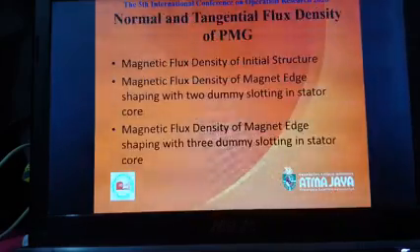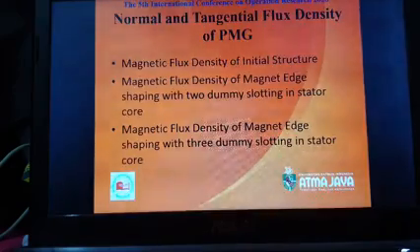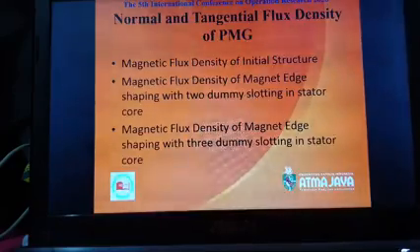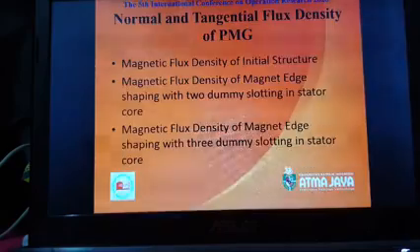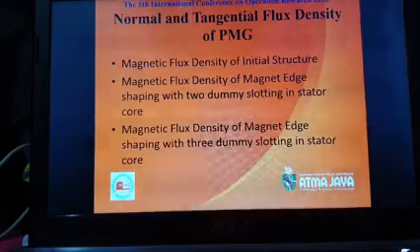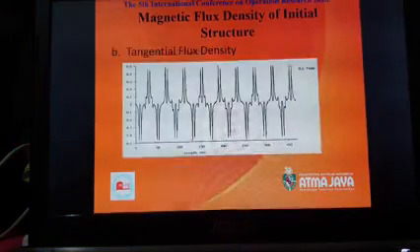This is the normal and tangential flux density of the PMG. We have three different pictures and three different types of magnetic flux density. A, magnetic flux density of the initial structure. B, magnetic flux density of magnet edge shaping with two dummies in the stator core. C, magnetic flux density of magnet edge shaping with 3 dummies in the stator core. This is the normal flux density, or Bn, of the initial structure. This is the tangential flux density, or Bt, of the initial structure.